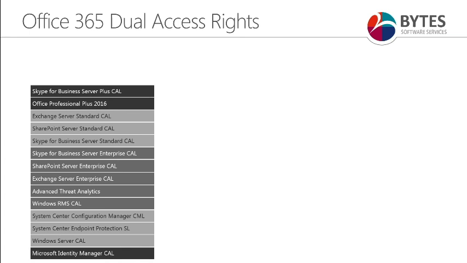Then just to complete this picture, we've added on some additional products which you would need to buy on top. So the Skype for Business Plus Cal, this gives you on-premises enterprise voice. And then we've got the Office Professional Plus client, and right at the bottom there we've got Microsoft Identity Manager Cal. So that's all of our on-premises technologies.